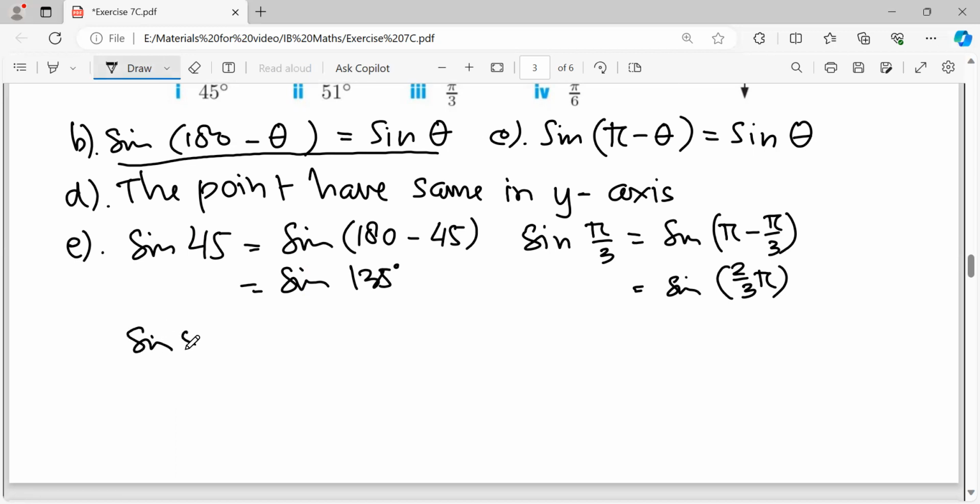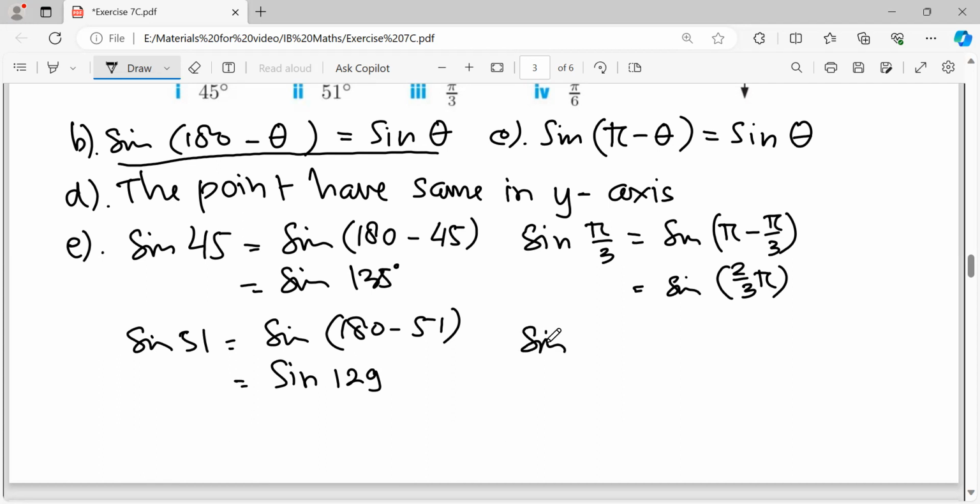So sine 51 equals sine (180 minus 51) equals sine 129. Okay. And sine 1/6 pi, or pi over 6, cosine pi minus pi over 6, it is sine 5 over 6 pi.